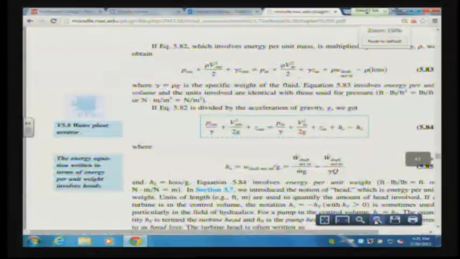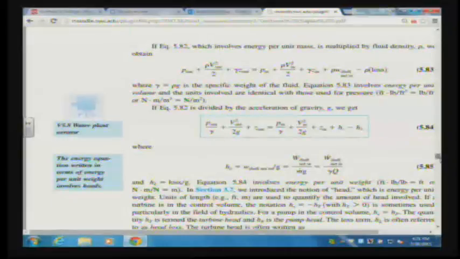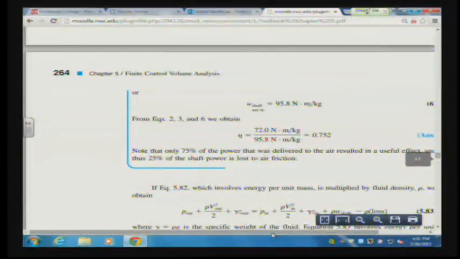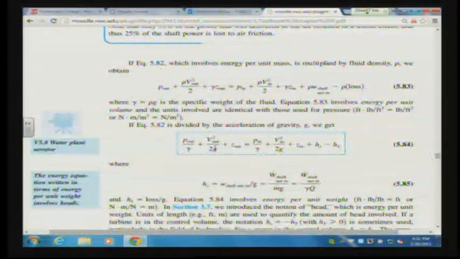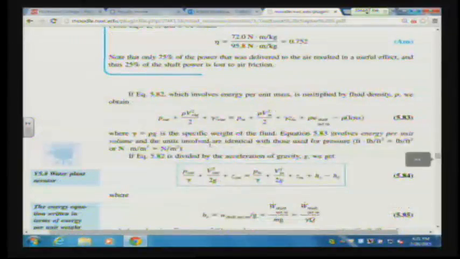All right, so now that we know that we have dimensional homogeneity, we can write the equation in terms of units of length or head. And this is in your textbook on page 264. And this is an extremely useful form of the equation. Equation 5.84 on page 264.